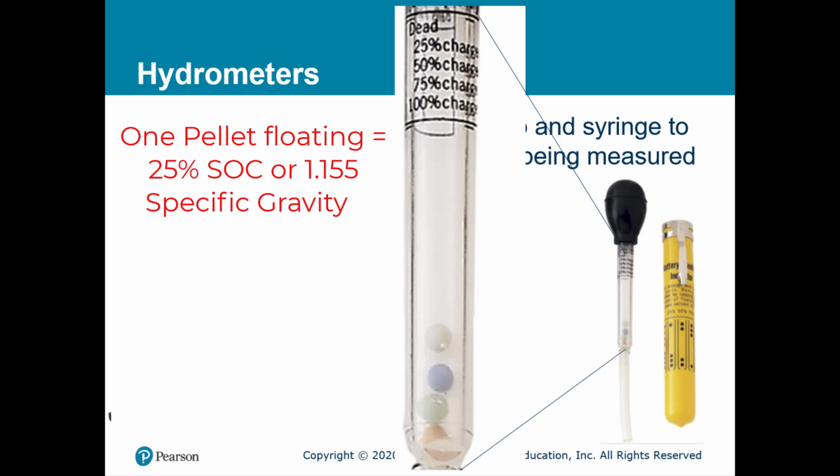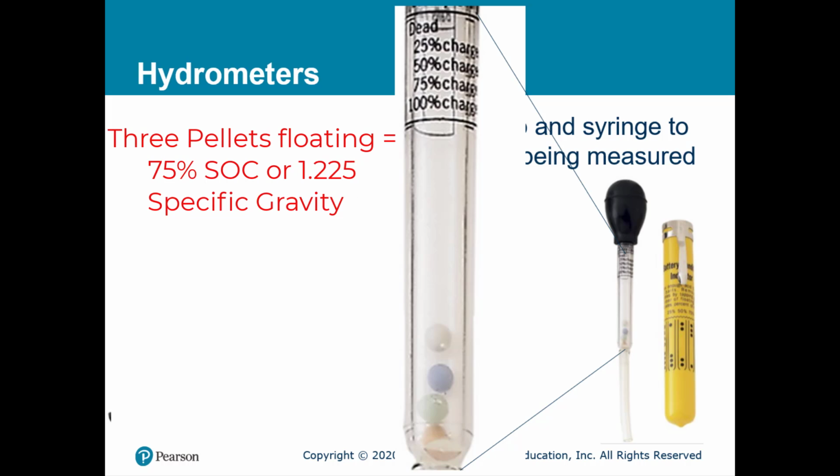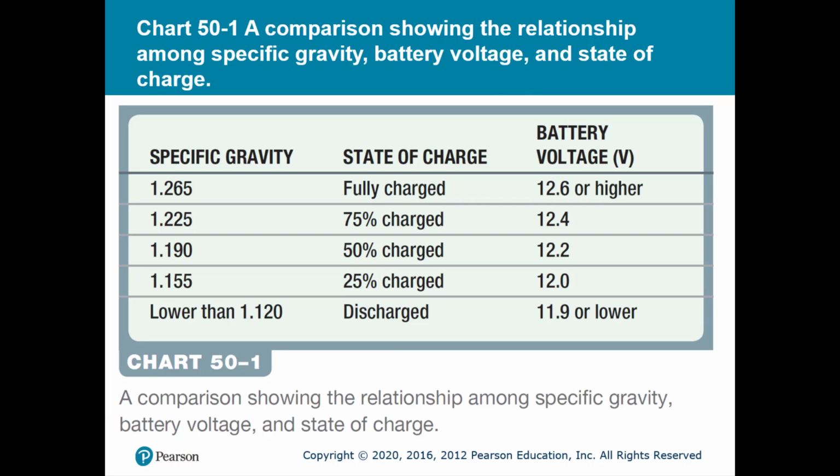1.155 specific gravity. If 2 pellets were to float, that would indicate a 50% state of charge or 1.190 specific gravity. If 3 pellets were to float, it would indicate a 75% state of charge or a 1.225 specific gravity. And if all of the pellets were to float, that would indicate a 100% state of charge or 1.265 specific gravity. In this example, chart 50-1 displays a comparison showing the relationship between specific gravity, state of charge, and battery voltage.